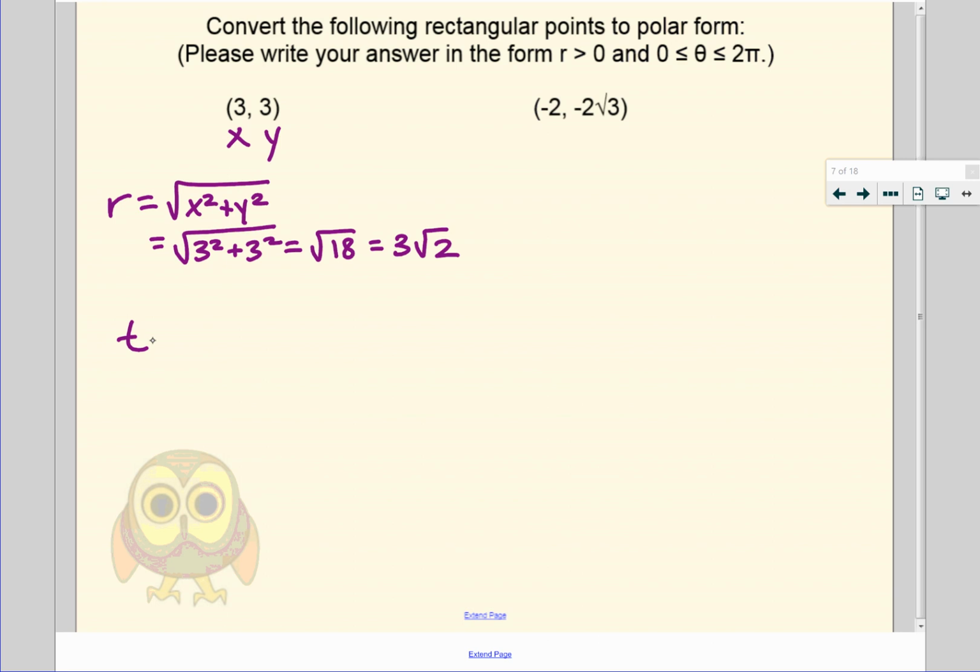To get theta, there are actually 3 formulas that all have theta in them. The tangent one is the one that directly corresponds to what we know, x and y here, so that's the one we usually use. Tangent theta is 3 over 3, so tangent is equal to 1. We want radians, so 0 to 2 pi. This is just like the trig equations we solved in the last chapter. Where are 2 places on your unit circle where tangent equals 1 in radians?